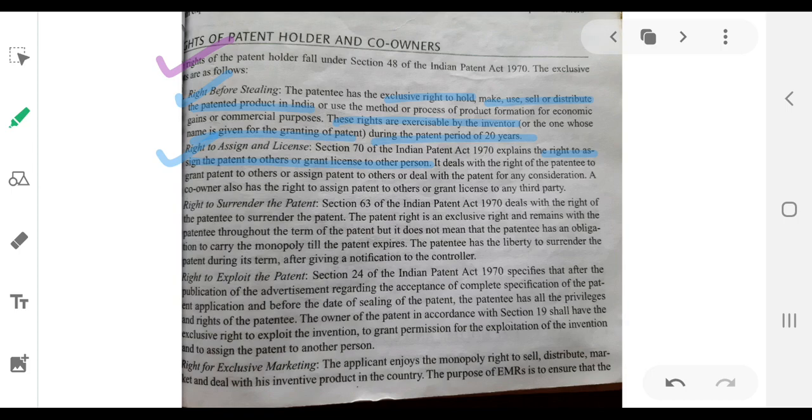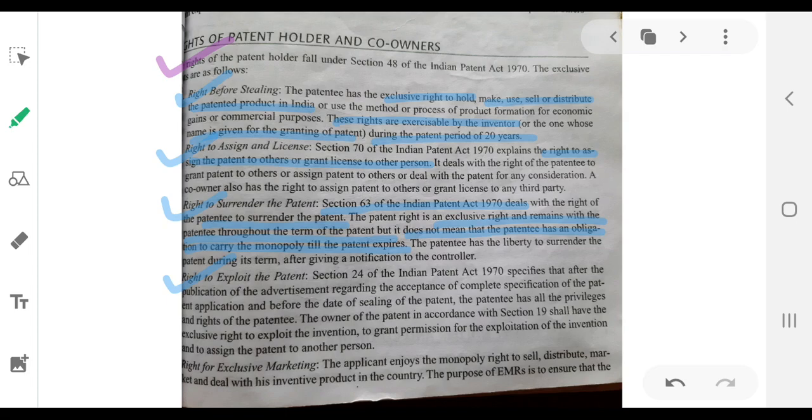Right? Next is the right to surrender the patent. Section 63 of the Patent Act 1970 deals with the right of the patentee to surrender the patent. Okay? The patent right is an exclusive right. It is an exclusive right and remains with the patentee throughout the term of the patent. But it does not mean that the patentee has an obligation to carry the monopoly till the patent expires.